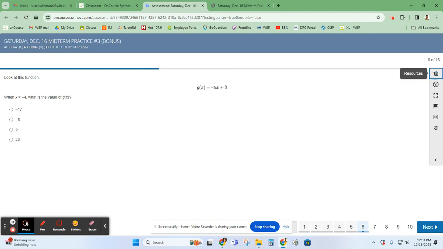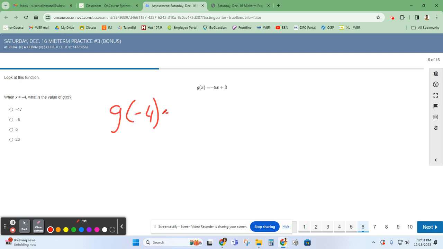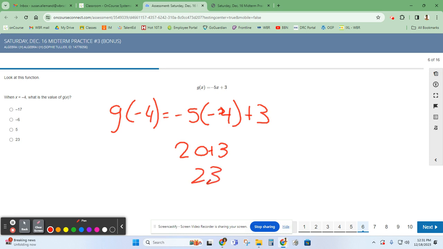When x is -4, what is the value of g of x? So we put g of -4 here. -5 times -4 plus 3. That gives me a positive 20 plus 3. So my answer is 23.